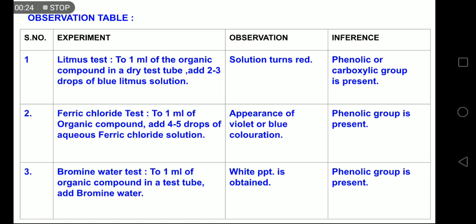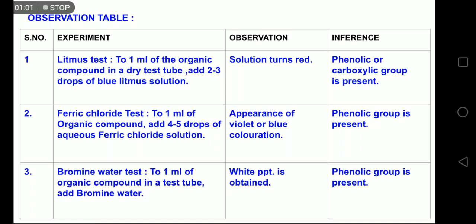First, you will test with litmus solution or litmus paper. To 1 ml of the organic compound in a dry test tube, add 2-3 drops of blue litmus solution, and you will observe that the solution turns reddish. Then the inference would be that phenolic or carboxylic, any one of them can be present. So from litmus test we can't say that it is only phenolic. This test is given by both phenolic as well as carboxylic group. Then second and third test will confirm that phenolic group is present.